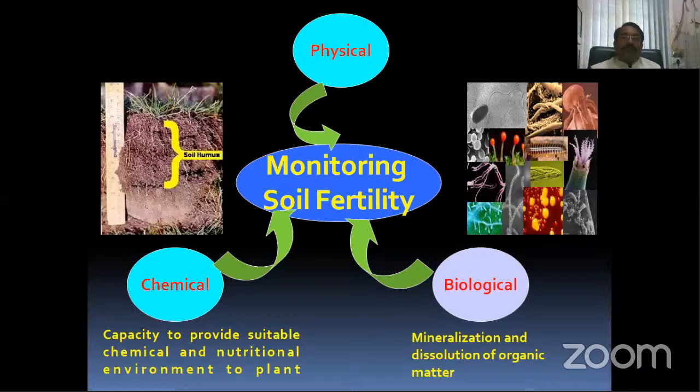Then monitoring soil fertility is very important. Generally people talk about soil properties, but in organic terms there is the physical property, chemical property and biological property. Chemical property is very much dependent on the physical and biological properties. They are very interlinked, so we should not think of only the biological, physical or chemical aspect. They are interlinked in the organic production system.